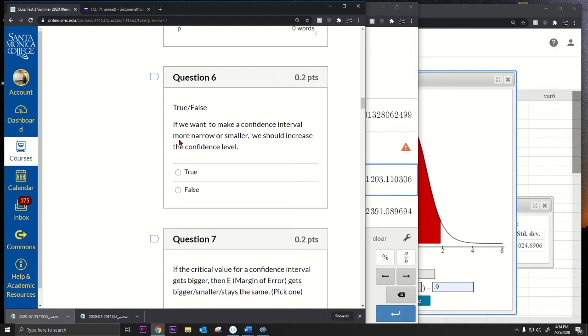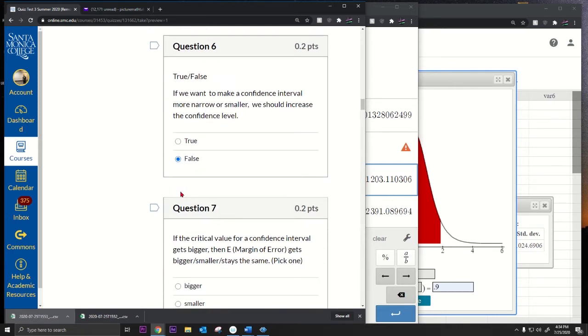True or false? If we want to make a confidence interval more narrow or smaller, we should increase the confidence level. That is false. When you increase the confidence level, the interval actually gets wider because you need to be more confident. So that is false.